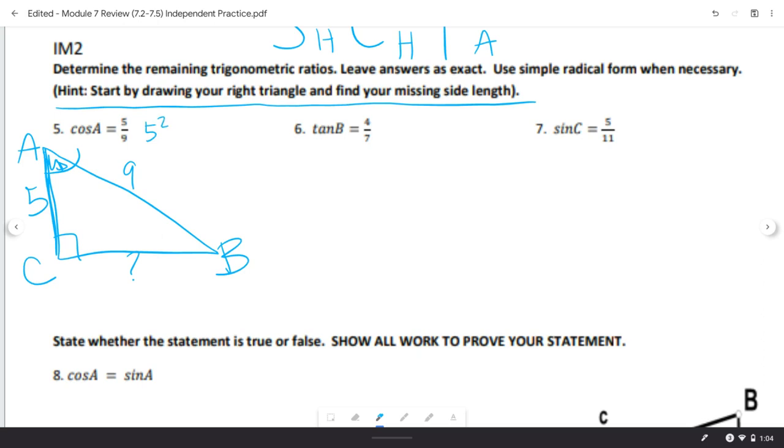5 squared plus B squared equals 9 squared. And I've got 25 plus B squared equals 81. If I subtract 25 from both sides, I get 56. If you do a factor tree for 56, you'll get 4 times 14 is one of your possible factor trees. And then this goes into 2 and 2. So my answer is going to be 2 root 14 for that missing side.